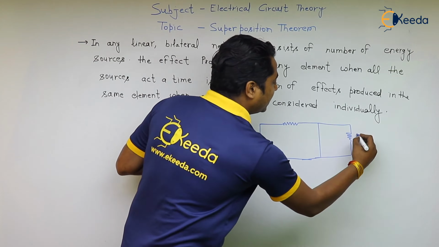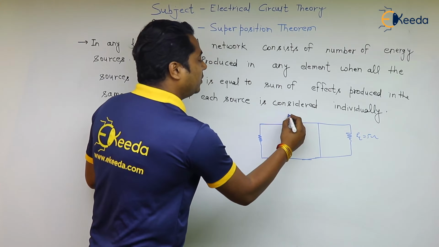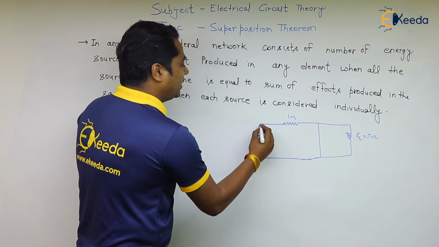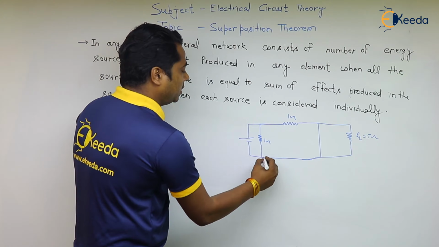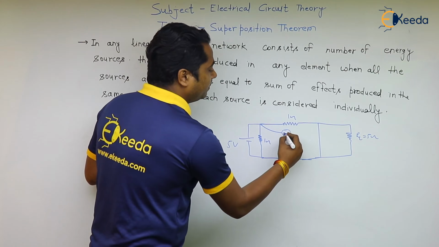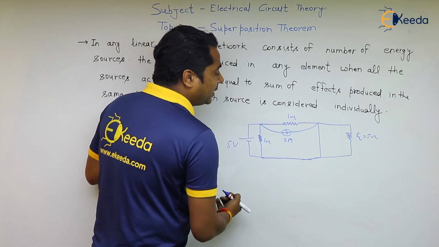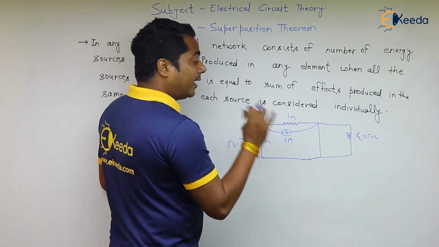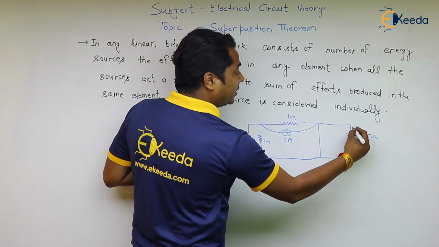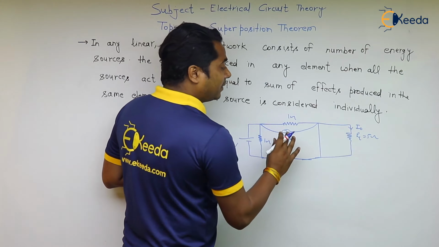This is the load resistor RL equal to 5 ohm, and this is 1 ohm, this is 1 ohm, this is your voltage source 5 volt, this is your current source 2 ampere. Then what will be the value of current I naught?